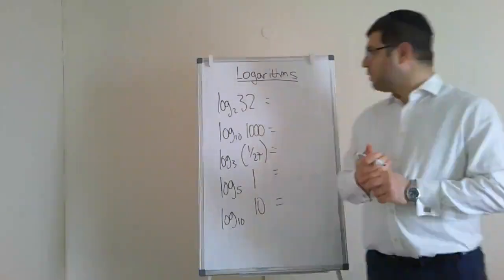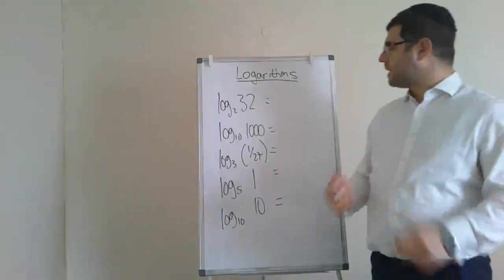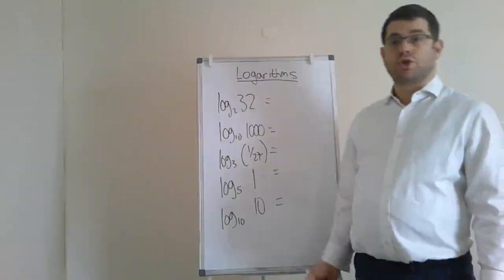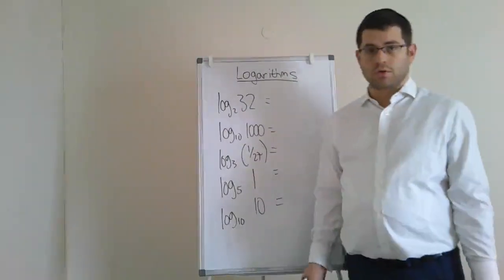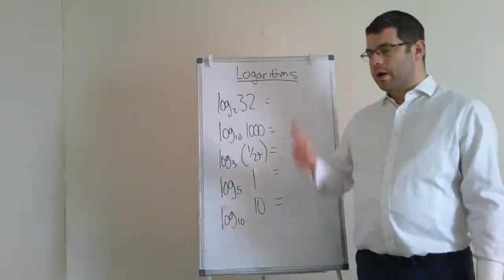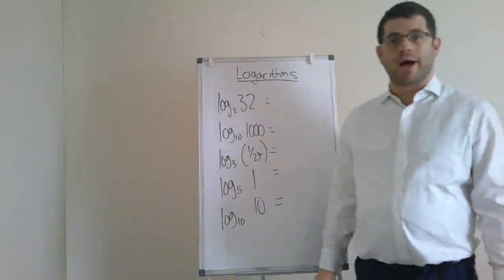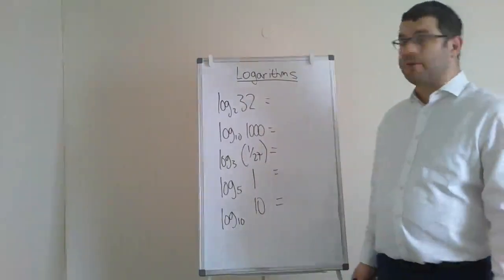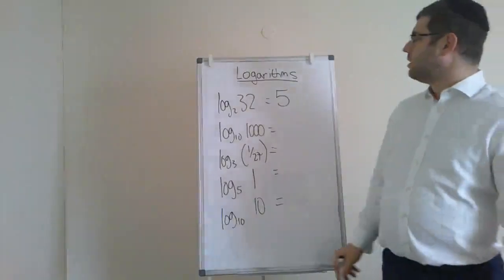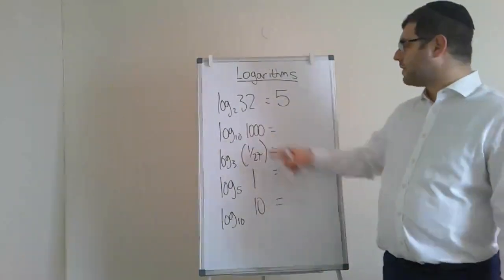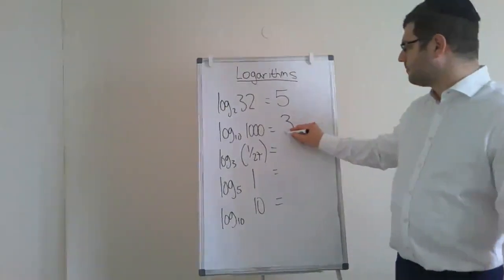Okay, so hopefully you had time to go through those 5 questions. So let's think. Log base 2 of 32 is asking the question 2 to the power of what is 32? So just count the powers of 2. 2, 4, 8, 16, 32. I need to multiply 2 by itself 5 times to get 32, and then the answer is 5. Right, log base 10 of 1,000: 10, 100, 1,000, it's 3.